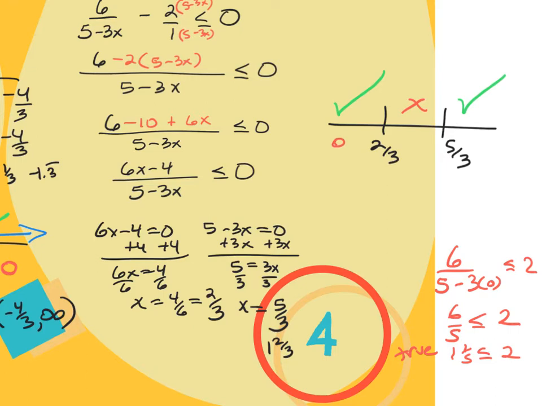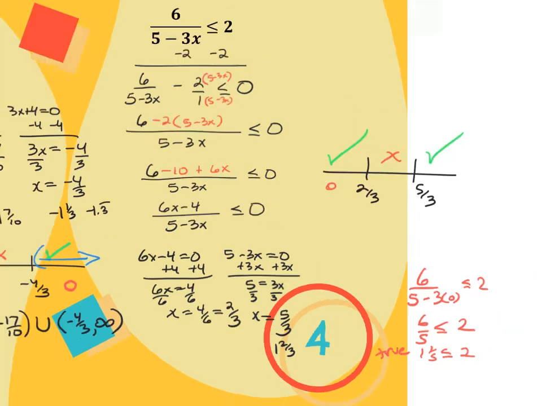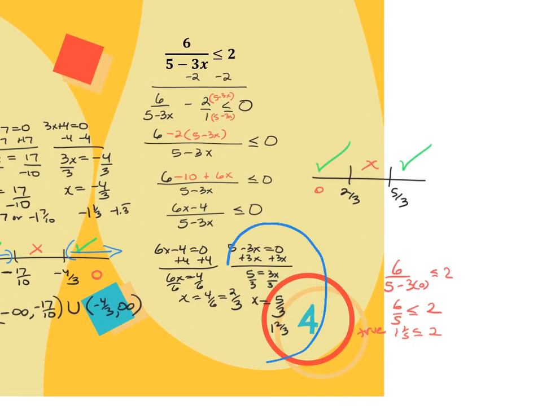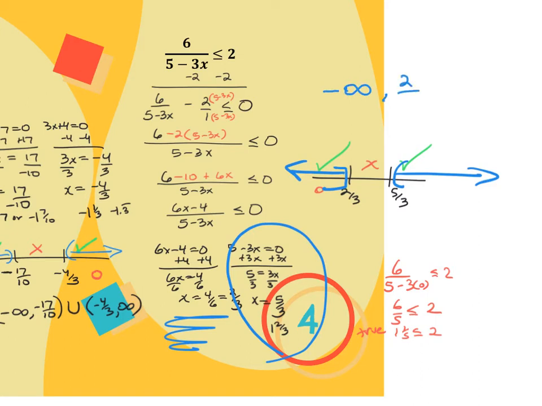So graphically, okay, so here again, remember the denominator answer, which is this one, gets a parenthesis. The only thing that gets the bracket is the 2/3. So here, this will be a bracket going this way, but this will be a parenthesis going this way. So negative infinity up to 2/3 with a bracket, unioned with 5/3, parenthesis, infinity.